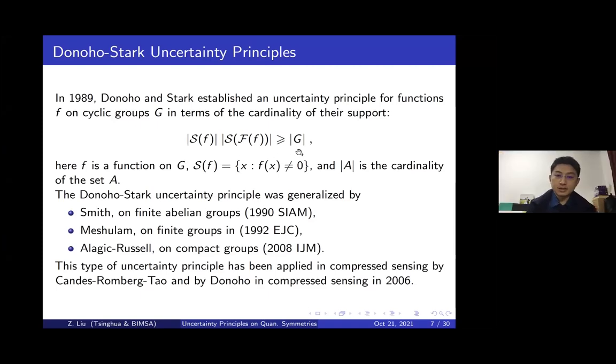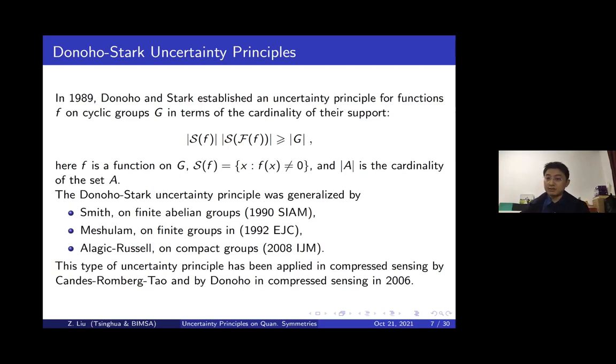Okay. So this uncertainty principle has been generalized to different types of groups, and it has been deeply used in compressed sensing for signal recovery. And the key idea is that this inequality tells us that if a function is sparse, namely the support of a function is very small, then we can know this function by looking at the values of its Fourier transform. So somehow some randomly selected values of its Fourier transform will determine this sparse function.